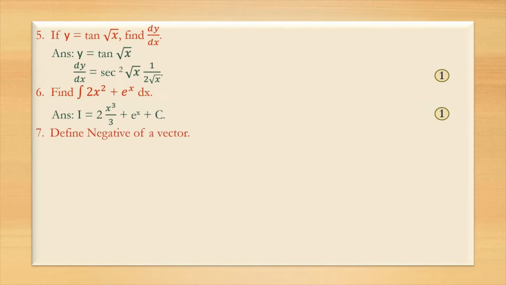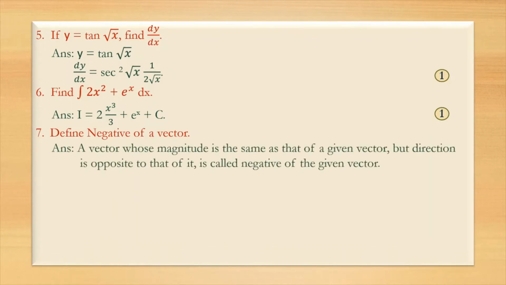The seventh question is, define negative of a vector. The definition of the negative of a vector is a vector whose magnitude is the same as that of the given vector, but the direction will be opposite to that. This vector we call the negative of the given vector.